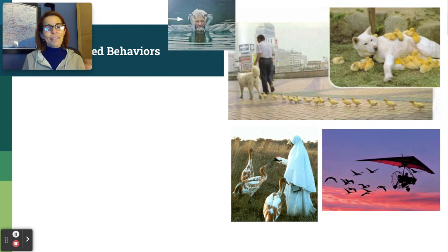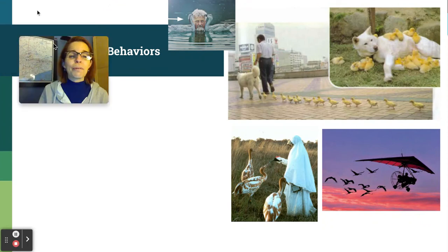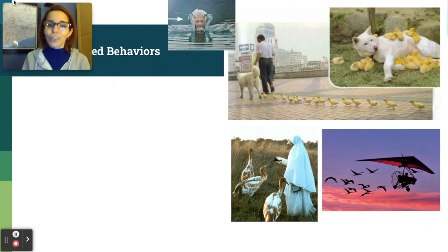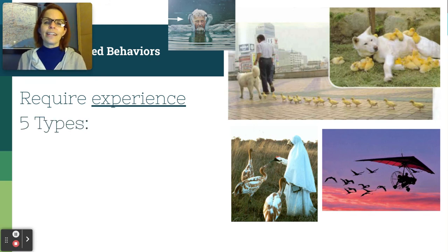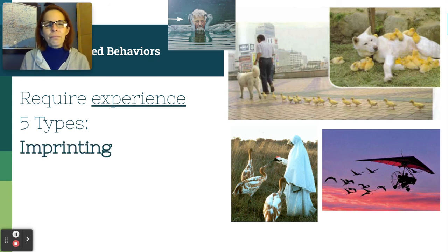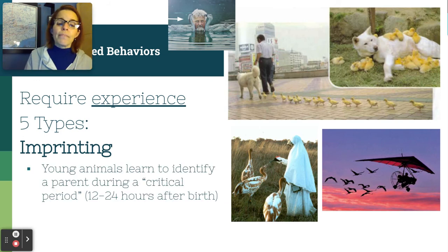All right, and now we're going to talk about what a lot of people are actually more interested in, which are the learned behaviors. Learned behaviors require experience. They're not entirely under genetic control, and there are 5 types of learned behaviors. Imprinting is a fascinating crossover between the genetics and the learned part.